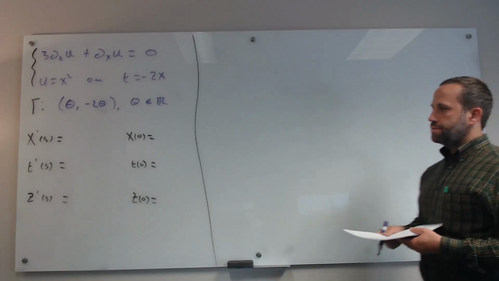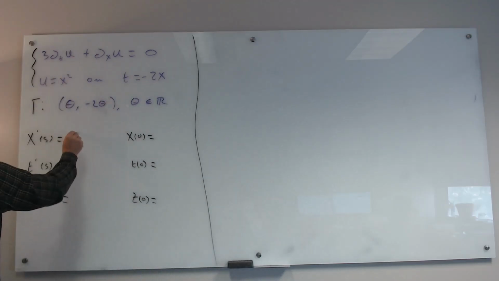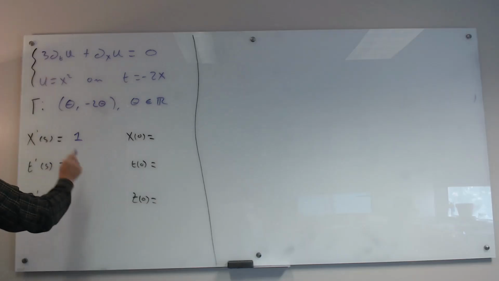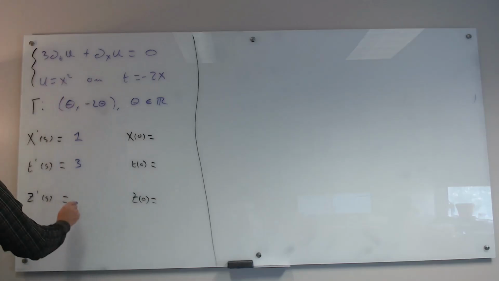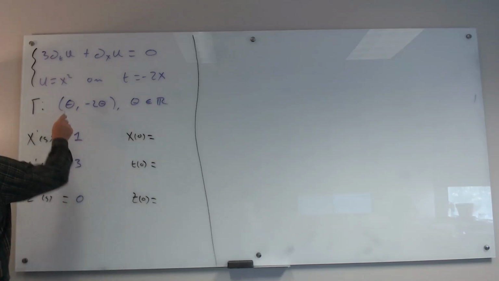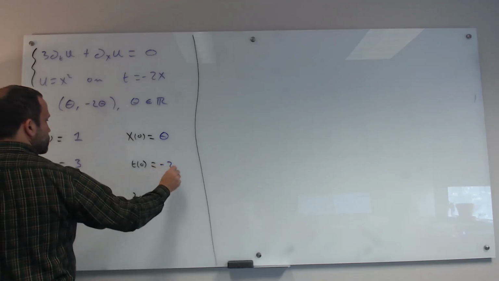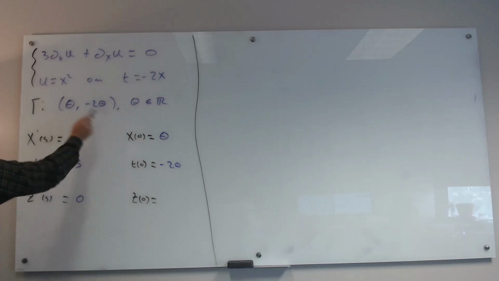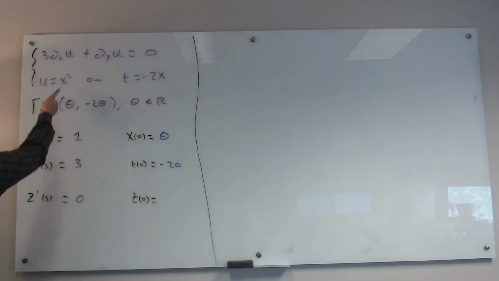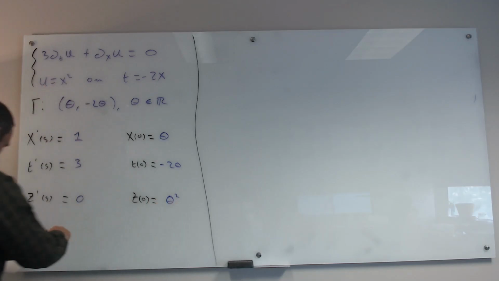Okay, x prime is going to be whatever is multiplying the x derivative of u, which is 1. T prime is whatever is multiplying the t derivative, so that's 3. Z prime is going to be whatever the right-hand side of the equation is, so that's 0. X of 0 is going to be equal to that value there, which is theta. T of 0 is going to be that value there, which is minus 2 theta. And Z of 0 is going to be u evaluated at this point here. In other words, x squared, that's going to be theta squared.